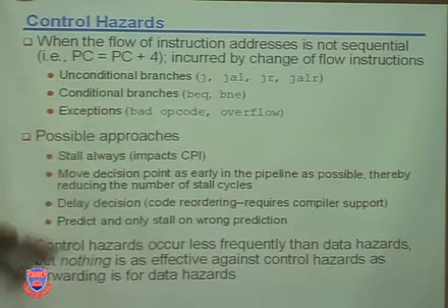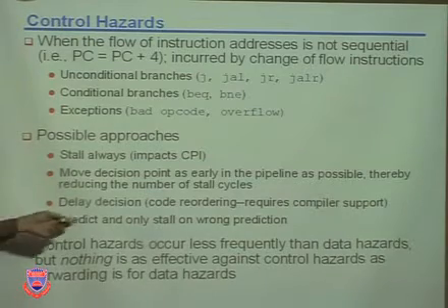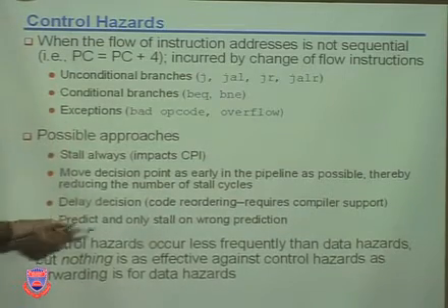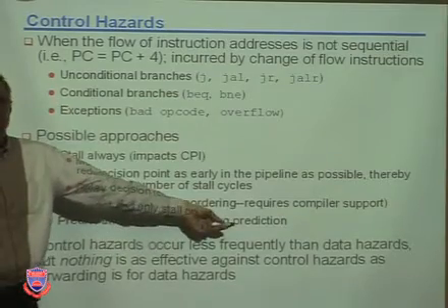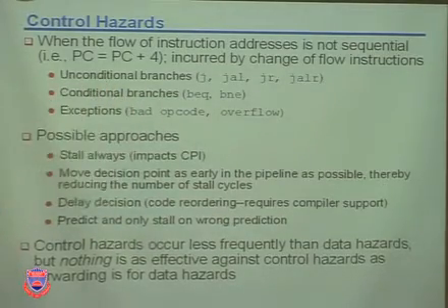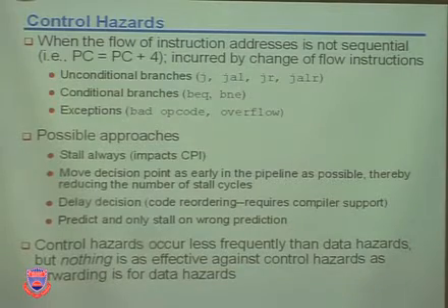Do nothing or do useful work. And then another possibility is predict which way the branch is going to go, or the jump or whatever, and only stall on wrong predictions. In other words, if you predict correctly, you have no loss at all. You only have a loss of performance when you have wrong predictions.